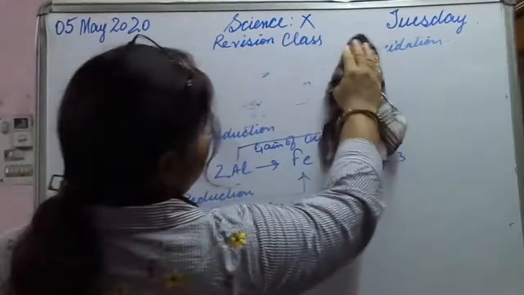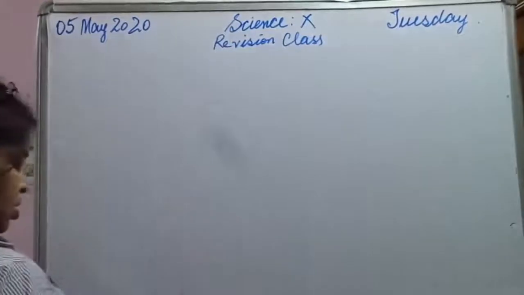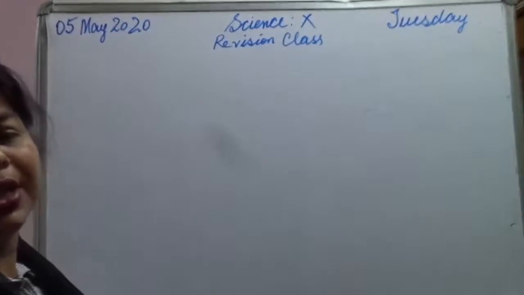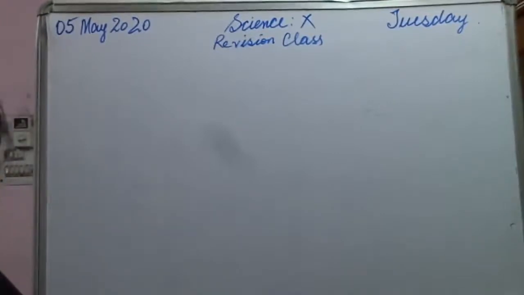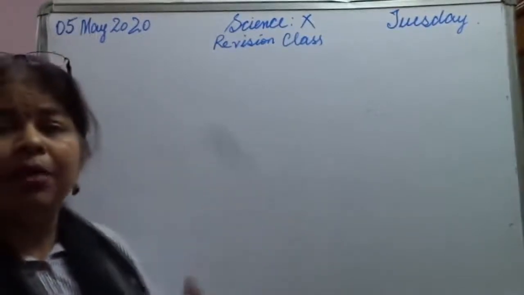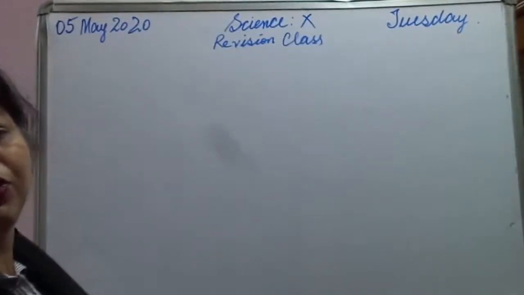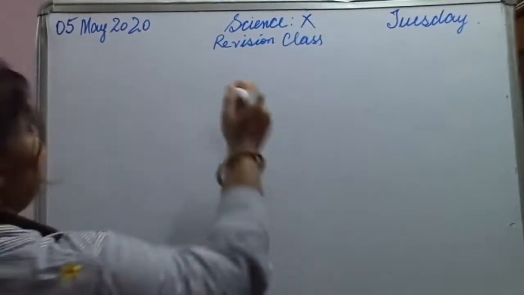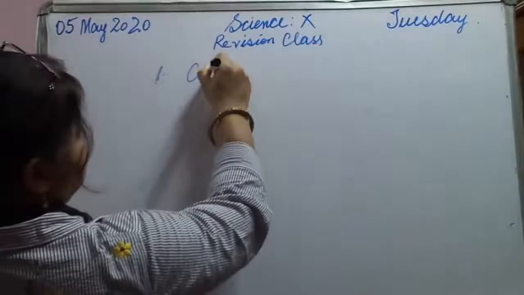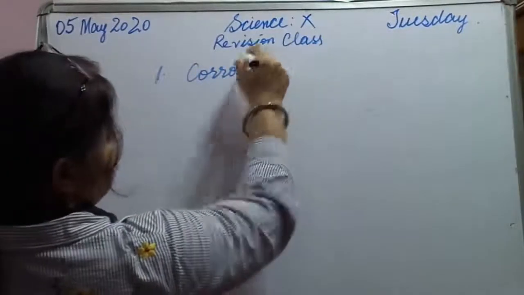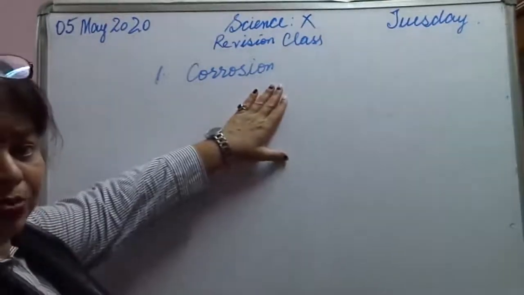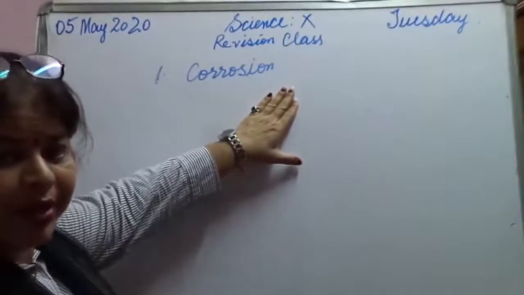Now, why are we learning all this? Because they are happening in our daily life also. Some things that are happening around us are examples of oxidation or reduction, so we need to learn about them. Two phenomena taking place around us: one is corrosion. This is not a new concept to you. You have learned about it in earlier classes also.